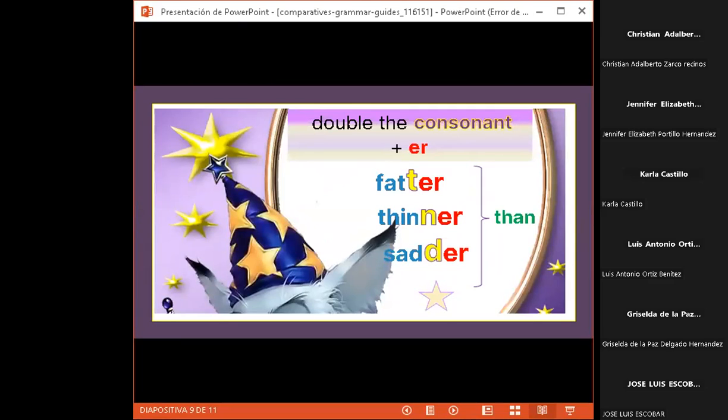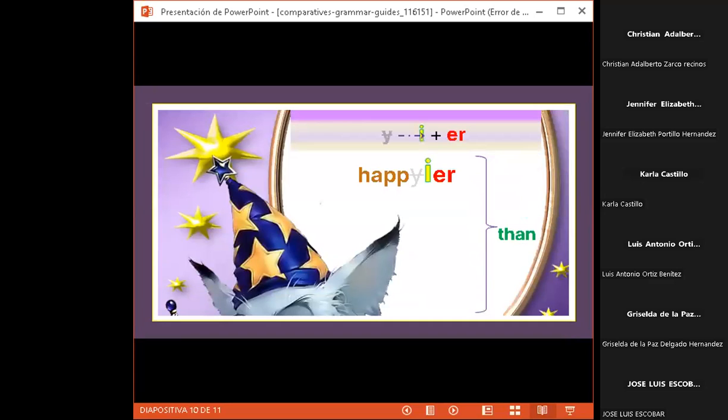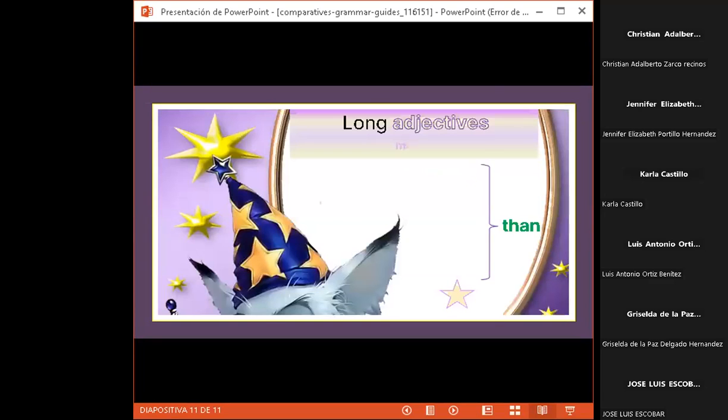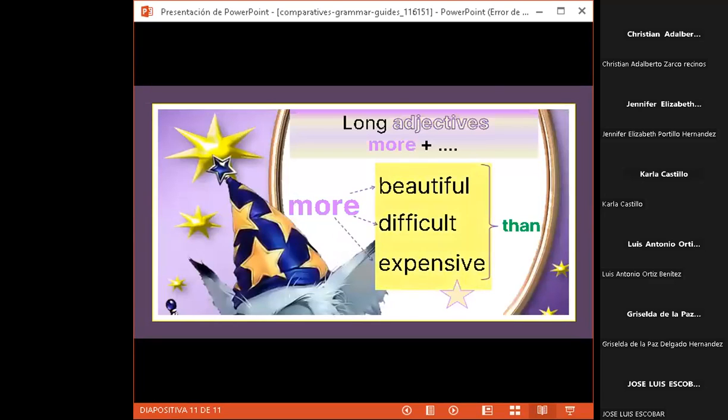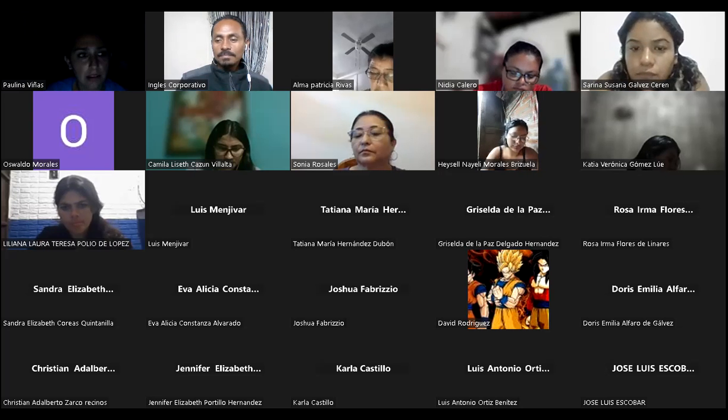Las que les mostraba, las que cambian, las que duplican la consonante. Fat, fatter, thin, thinner, sad, sadder. And next, las que cambian la Y por la I latina y luego agregan ER. Gracias, teacher. Okay, luego vamos a seguir con estas en la otra presentación. Okay.